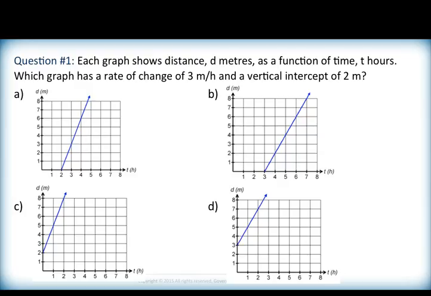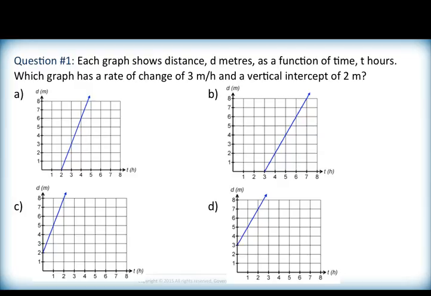Before we can actually answer this question, we need to remember the terminology rate of change and vertical intercept. Rate of change is the difference in the dependent variable divided by the difference in the independent variable, which in this case is positive, so we're looking for a graph that increases starting from the left and moves to the right. The vertical intercept is the point where the graph will hit the vertical axis. And in this case, the vertical axis is distance, which is in meters.